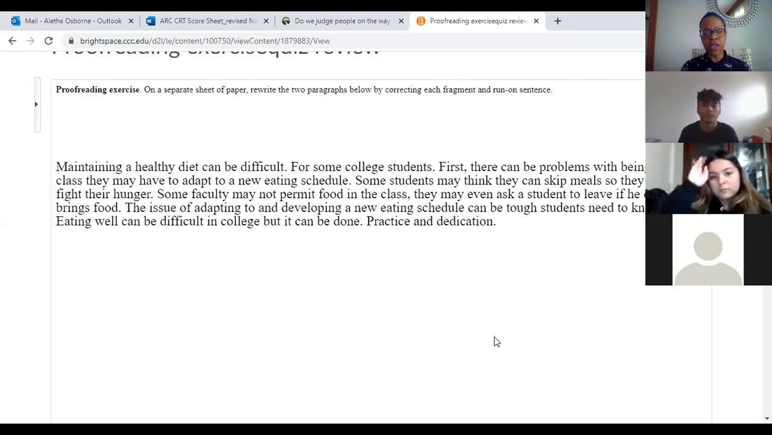Shouting out whoever mentioned that run-ons are characterized by lack of punctuation. If you are looking for a textbook definition, a run-on is two or more complete ideas fused together in one sentence without proper punctuation. So in proofreading, whenever we identify a run-on, we want to make sure we add proper punctuation. For fragment sentences, how would you define a fragment sentence?